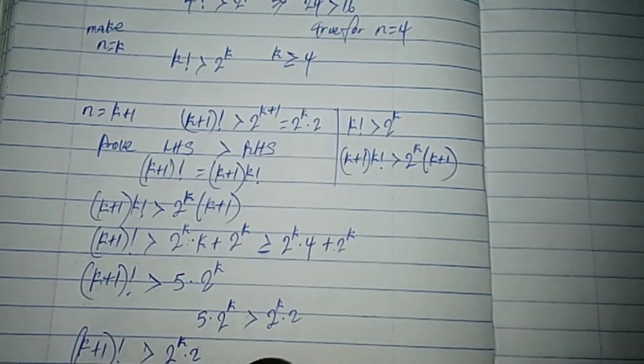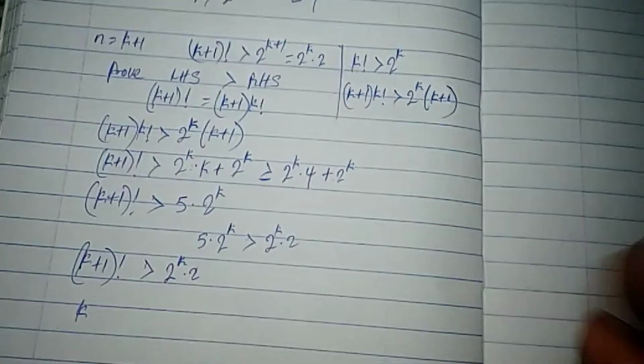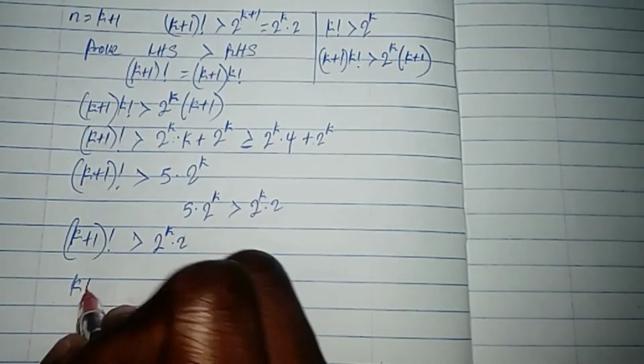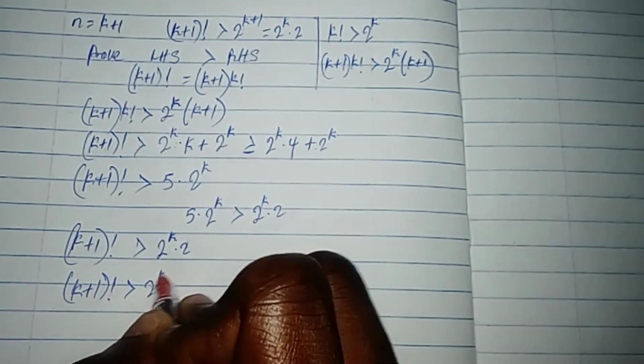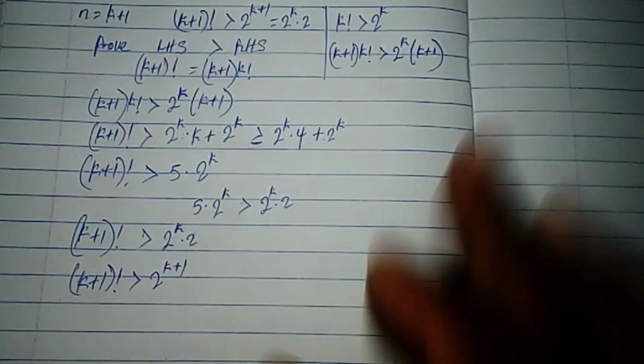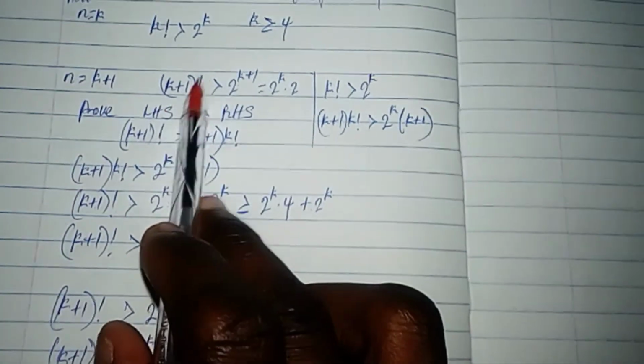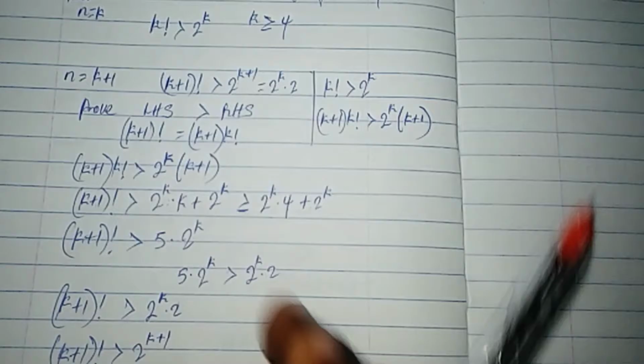And this I can write as 2 raised to the power k plus 1. So it is proven that k plus 1 factorial is greater than 2 raised to the power k plus 1.